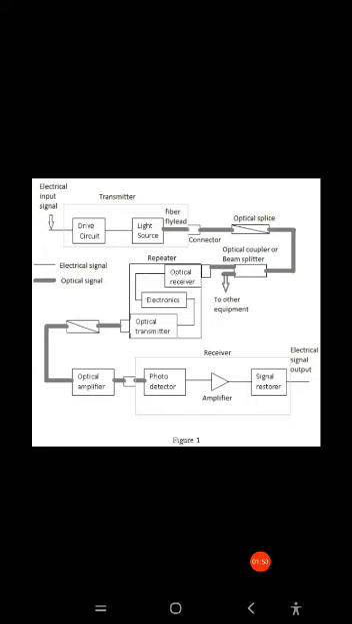Whatever data we send from one place to another, whatever is at the input should be at the output without any disturbance. The data can be sent from one place to another without any loss. That we have observed in this block diagram.